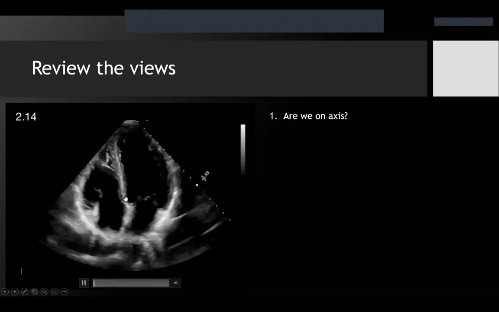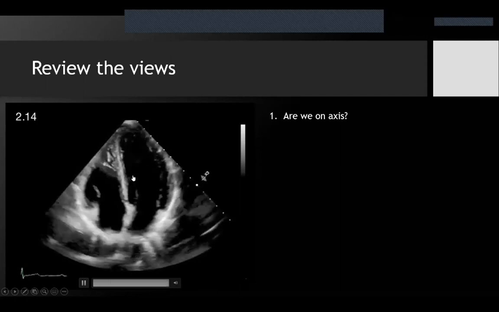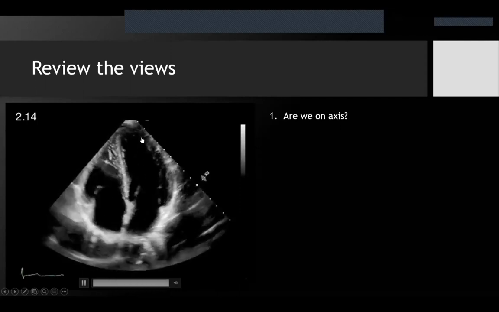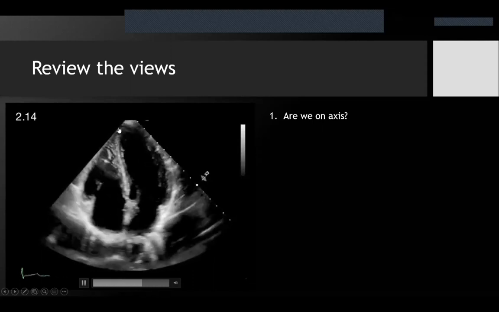So again, are we on axis? In this view, yes. I can see both valves. I can see that the heart is coming down from the center. The LV, as is normal, is occupying the apex of the heart.